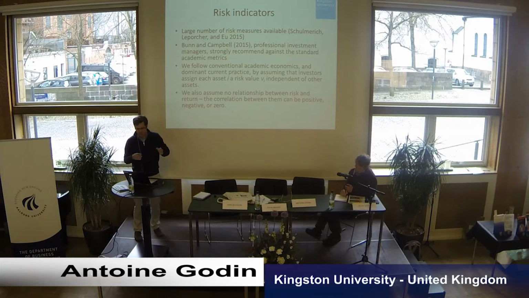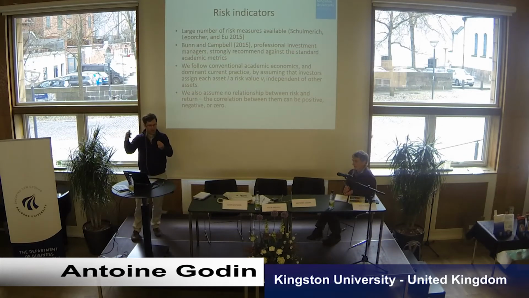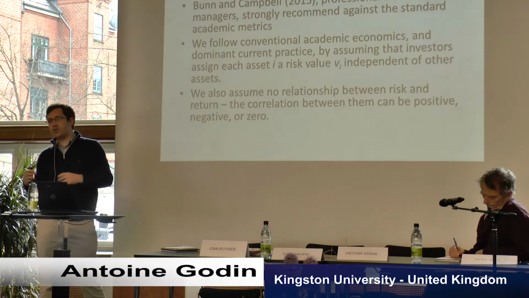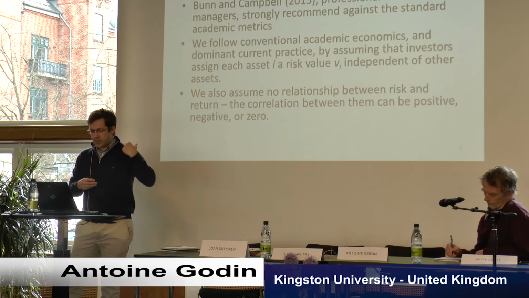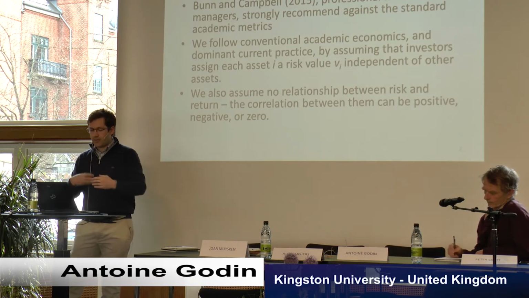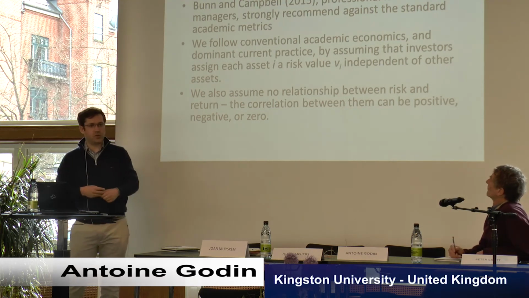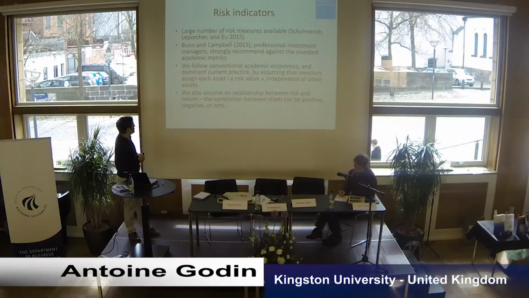We had to make a choice, and so we follow the conventional academic notation, and we assume that we can set a risk Vi, which is independent of the other assets. So each Vi is independent of the other risks, and it's computed for that type of asset. And also, we assume that there is no relationship between risk and return, which is something that has actually been shown empirically. In the model we assume that, but again, empirically we have seen that the correlation can be positive, negative, or zero, depending on the measure and the data set and so on. So we start with the assumption that there's no relationship between risk and return.